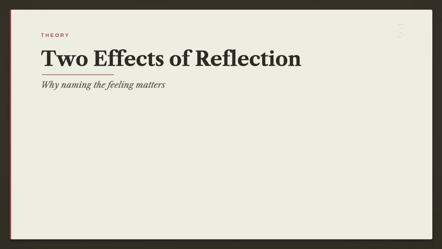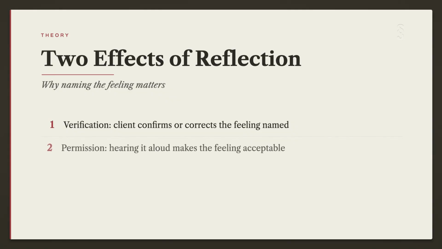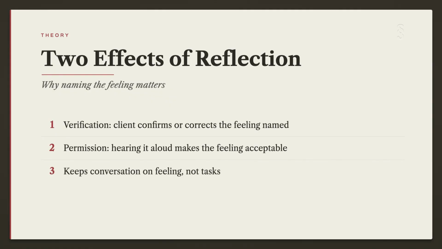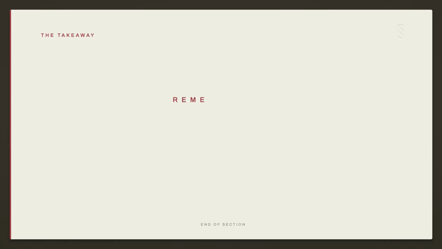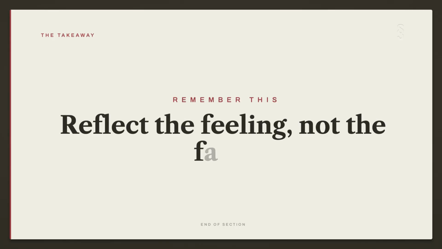The mechanism produces 2 effects: verification, where naming the emotion lets the client confirm or correct it, and permission, where hearing the feeling said aloud makes it feel acceptable to explore further. This is why reflection acts as an invitation without ever asking a question. So whenever a client's statement carries emotional weight, and the nurse's response names that feeling using words like sounds like or seems, that is reflection at work.